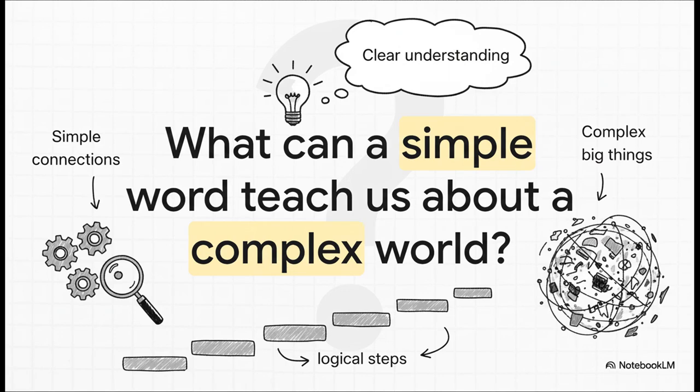And that kind of brings us to our final thought. I mean, we live in this incredibly complex world, right? We're just drowning in information. But maybe, just maybe, the lesson from a simple word like shirt is that the secret to understanding the big, complex things is to get the small, simple things right first. By focusing on the fundamentals, clear definitions, logical steps, simple connections, we build a foundation for understanding anything.